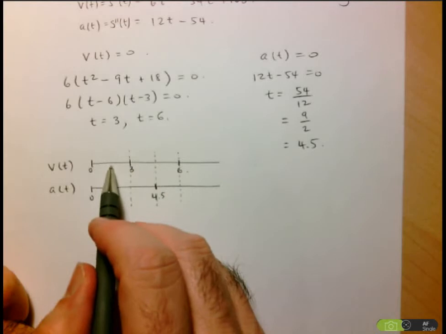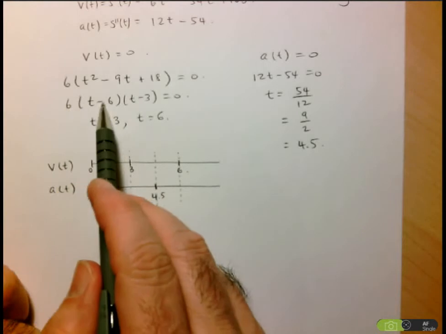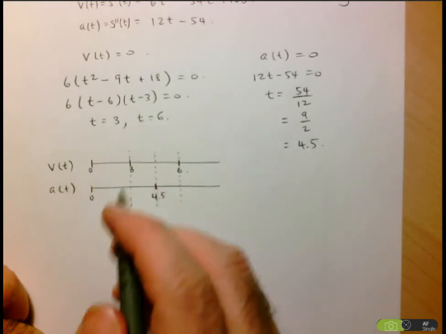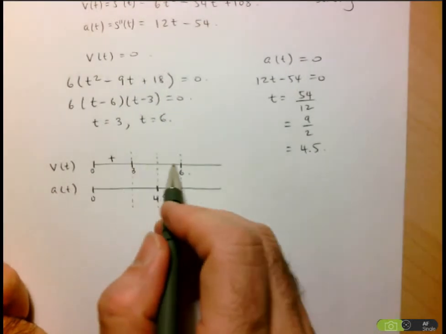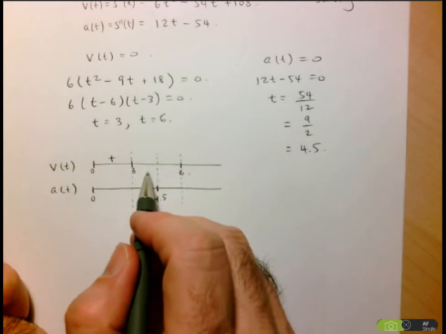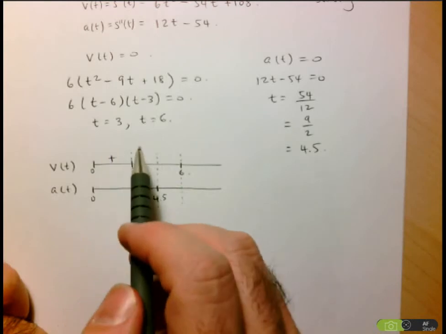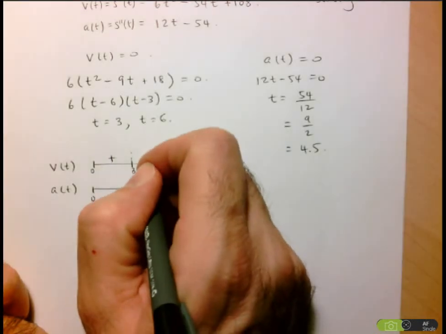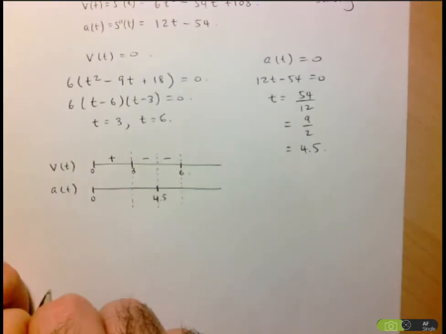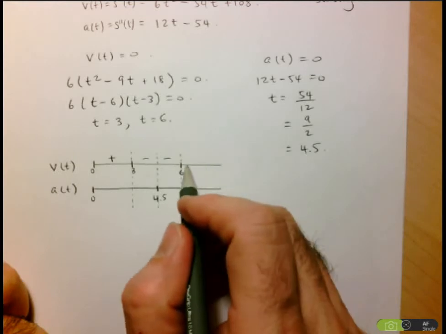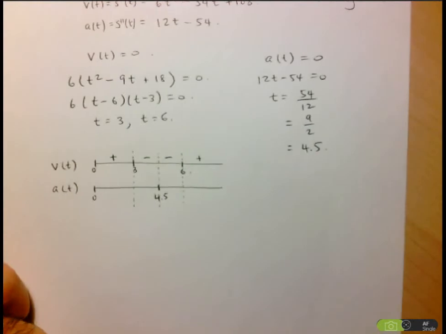So let's start with the interval before 3 for velocity. Let me pick t equals 1. Here 1 minus 6 is negative, 1 minus 3 is negative, so in this interval the velocity is positive. Let's check the interval between 3 and 6. Say I take t equals 4, so 4 minus 6 is negative, but 4 minus 3 is positive. So in this section the velocity is going to be negative. Now take something bigger than 6, say 7, so positive and positive. So in that interval the velocity is positive.